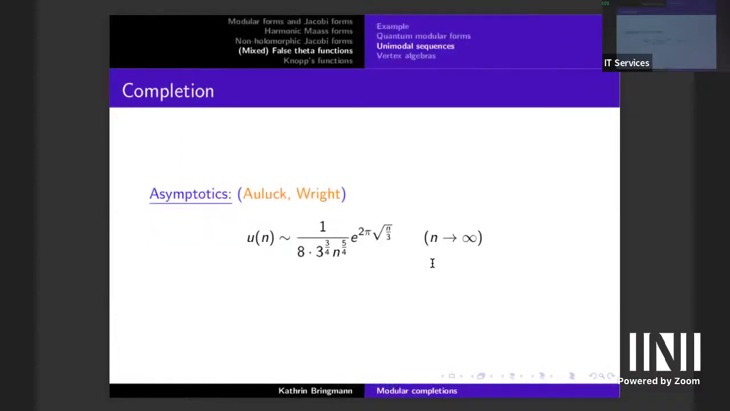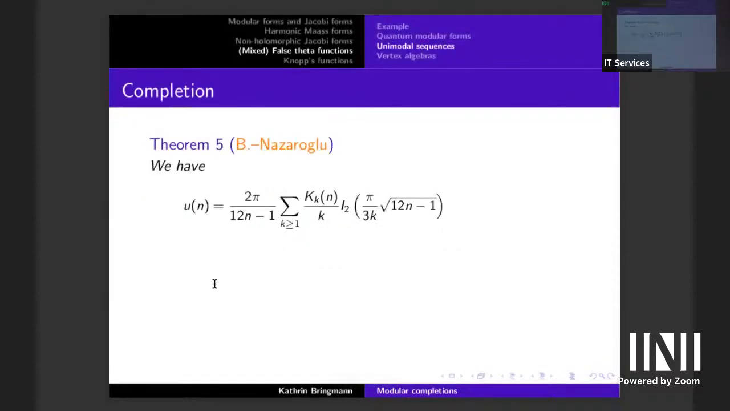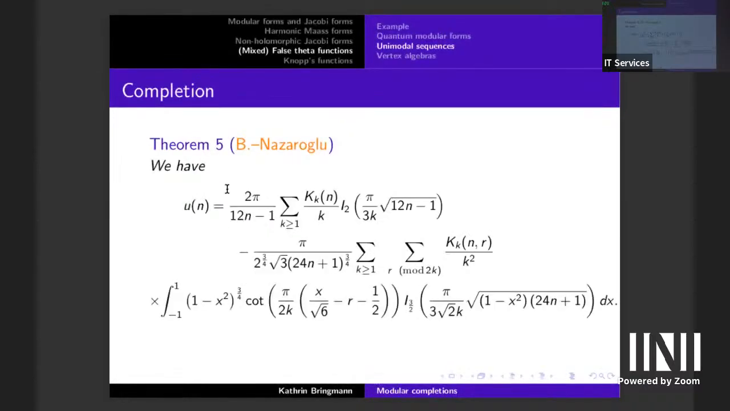And one key application was that we're actually able to get asymptotics for unimodal sequences. Those were first studied by Auluck and Wright, and they showed the asymptotic main term, which actually looks a lot like the behavior of the partition function. And we were then able to write down an exact formula for unimodal sequences, which looks as follows. The first piece looks exactly like an exact formula coming from a modular form. But then we have extra terms, which now involve integrals of Bessel functions. This looks pretty terrifying, but it's not so bad because you can approximate these integrals really well, do a saddle point approximation, and then write down as many terms in the asymptotic expansion as you want. So it's actually a really good approximating formula.